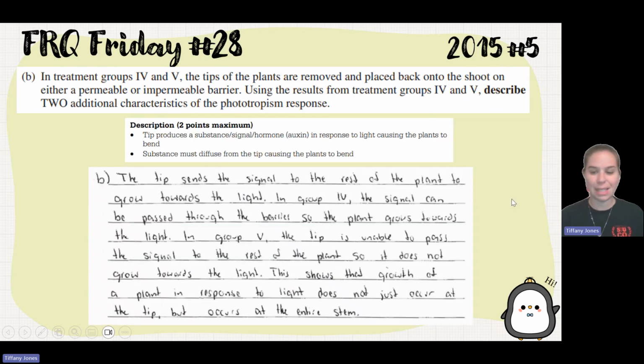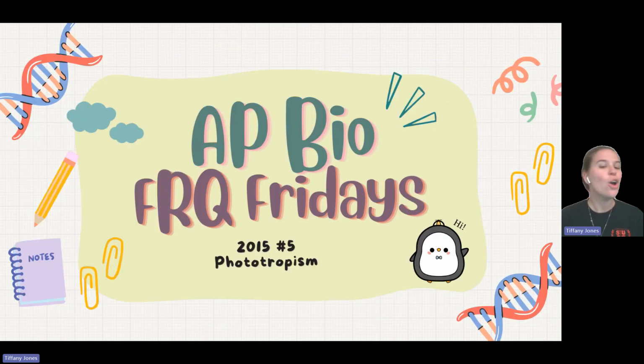Students said the tip sends the signal to the rest of the plant to grow toward the light. In group 4, the signal can be passed through the barrier, so the plant grows towards the light. In group 5, the tip is unable to pass the signal to the rest of the plant, so it does not grow towards the light. This shows that growth of the plant in response to light does not just occur at the tip, but occurs the entire stem.